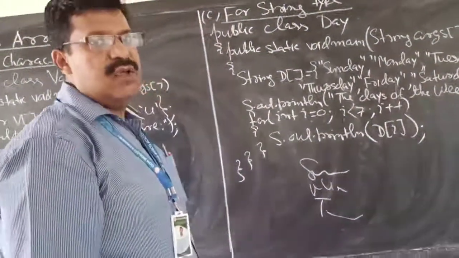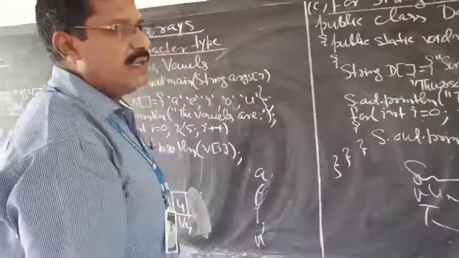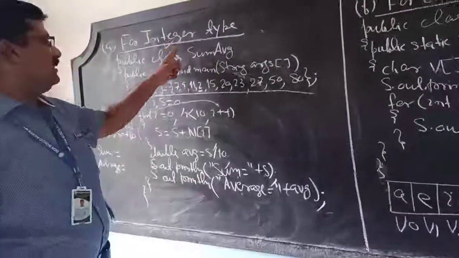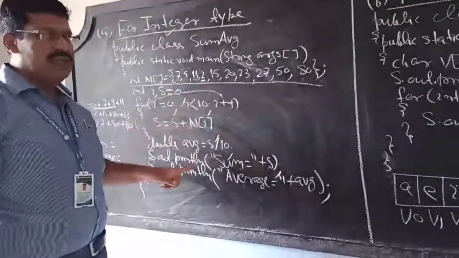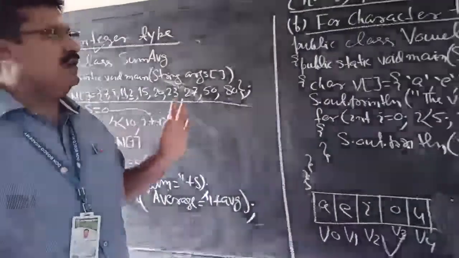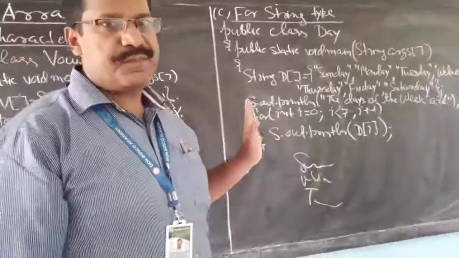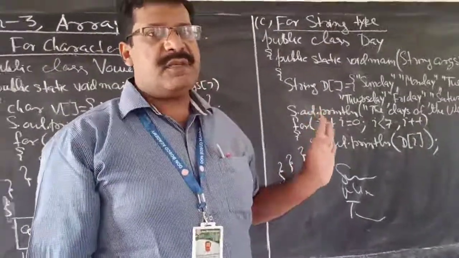So in today's class, what have we learned? We have learned to create 3 types of arrays by using the assignment statement. The first one was how to create the integer array and use it in a program. The second one, the character array, and the third one, the string array. So write these programs and practice. Thank you.